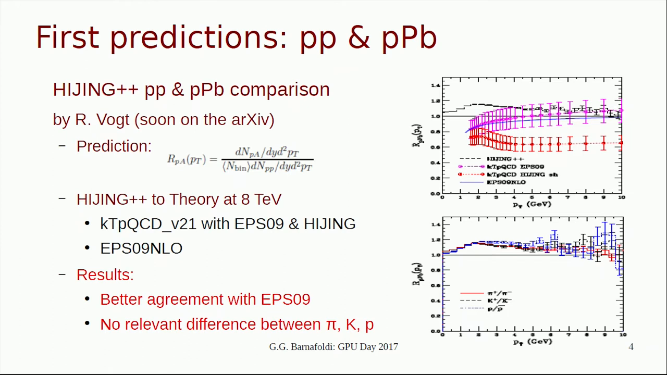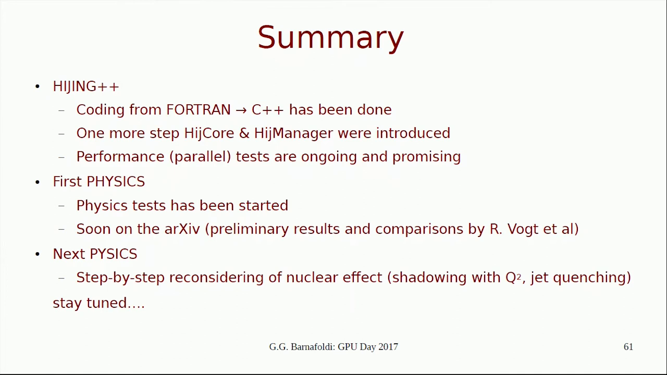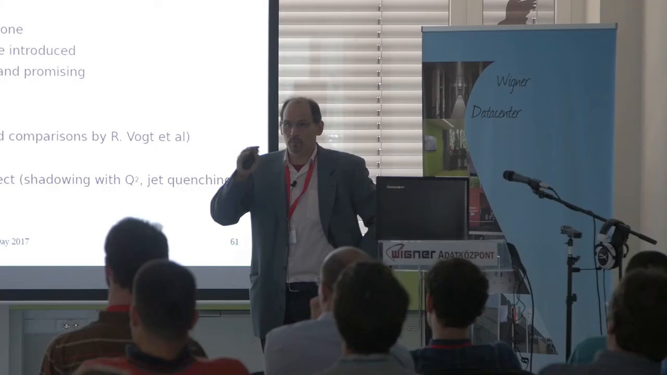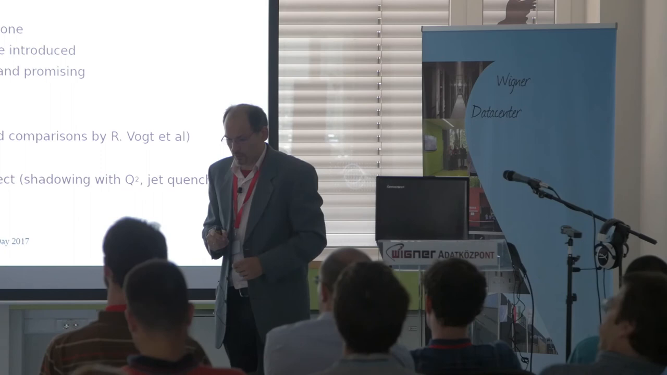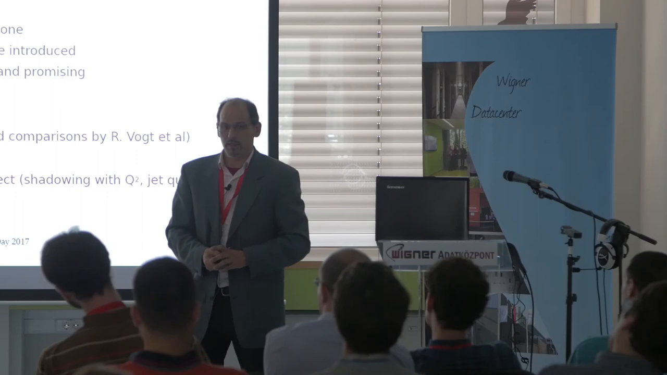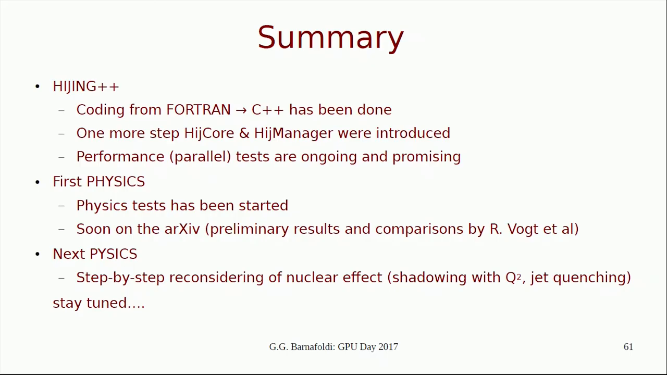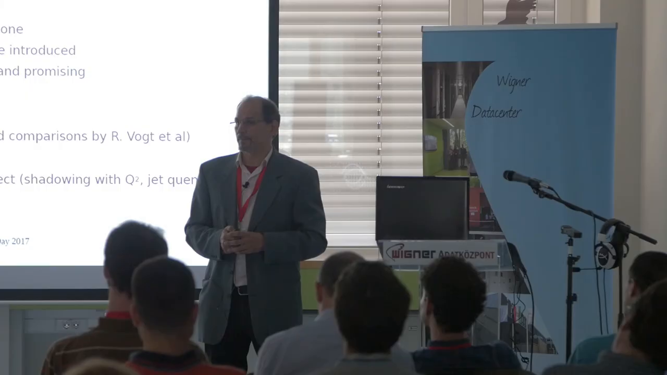We have done this development, changing from Fortran to C++, and we have the first physics results. The next point is to give something to play with for the experimental guys, because they want to implement this in an already established framework for the detector development. Then we try to move to the full parallelization of this code, which is now C++ based, which is much more portable than the Fortran was. Okay, thank you very much.